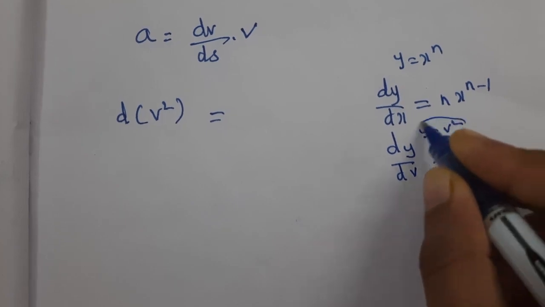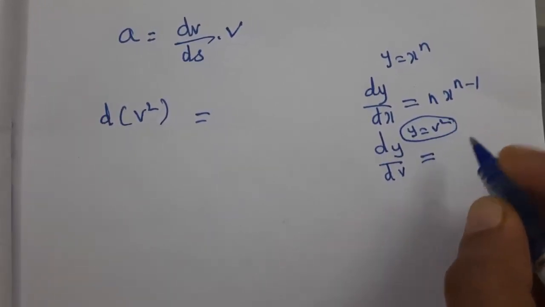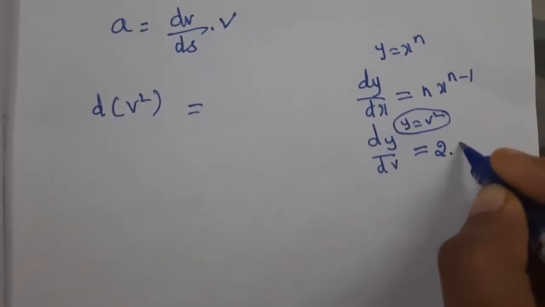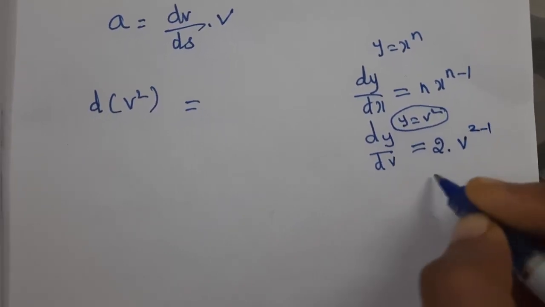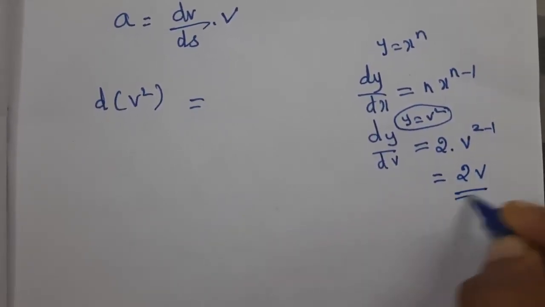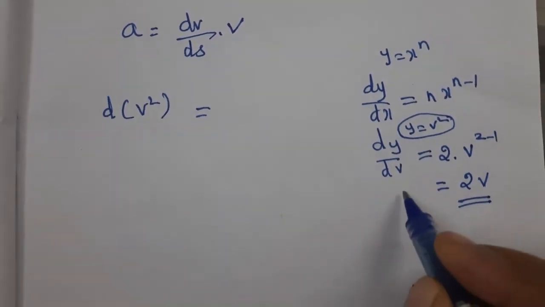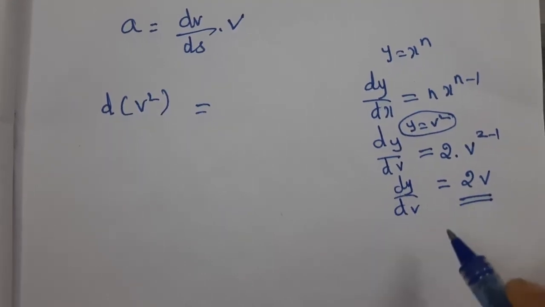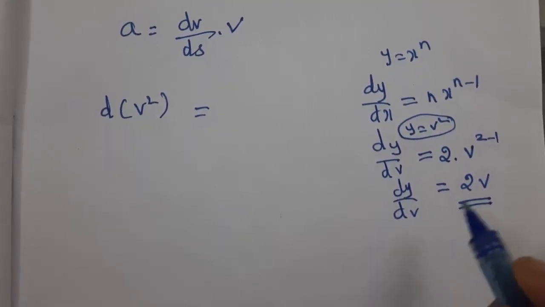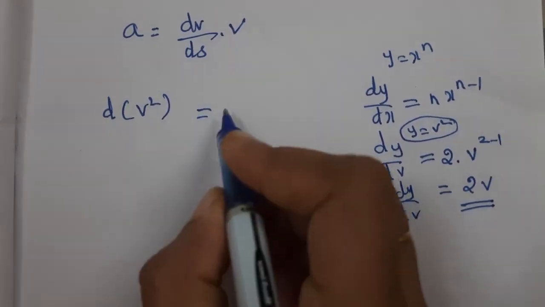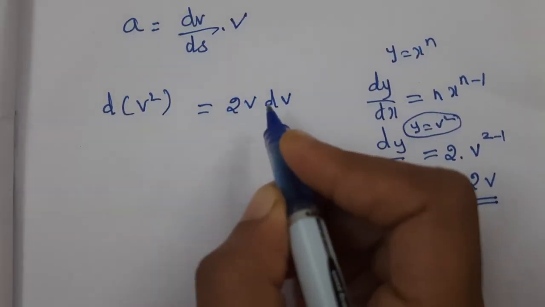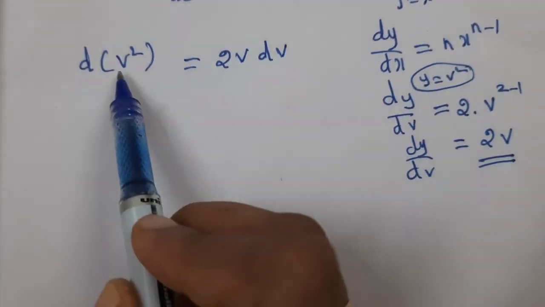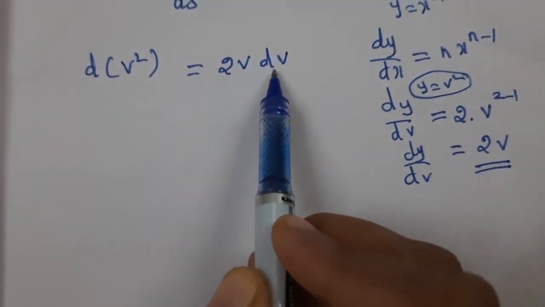That is n into x power n minus 1. Here n is 2, and instead of x we have v, so 2 into v power 2 minus 1. So we get 2v. So dy by dv is equal to 2v, or dy is equal to 2v dv. So the differentiation of v square we can write as 2v dv. Listen students, differentiation of v square we can write as 2v dv.